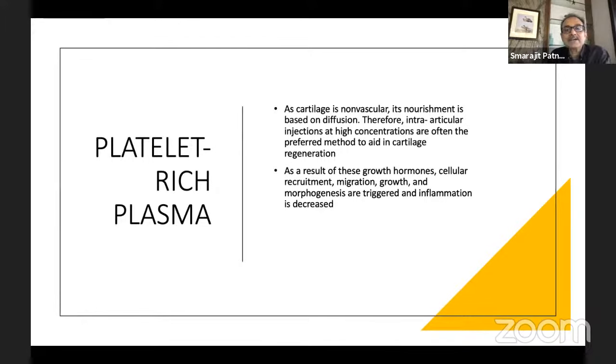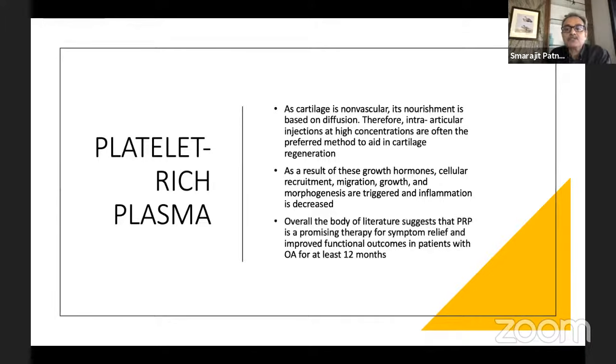Now, what platelet-rich plasma provides is growth factors, a system for recruitment of cells, it helps cellular migration, it helps growth of the cells and some amount of morphogenesis, and it also reduces some amount of inflammation. So overall, the body of literature suggests PRP has a promising role for symptomatic relief and improved functional outcomes in patients with osteoarthritis for at least a period of 1 year. That's very important.